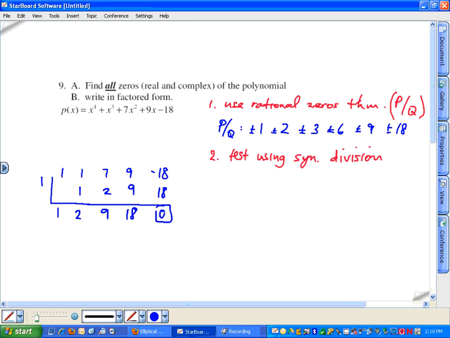And we have a remainder of 0, which is what we wanted. So that means that x equals 1 is a 0. That also means that x minus 1 is a factor, and we'll have to keep that in mind for part B. Now if x minus 1 is a factor and we've divided it out of p of x, this is the polynomial that will be remaining, x to the third plus 2x squared plus 9x plus 18. Any remaining factor of p of x would also be a factor of this smaller polynomial. So we can continue to test from this list of possible rational zeros on this smaller polynomial rather than the original one.